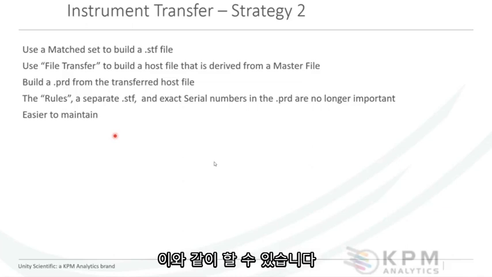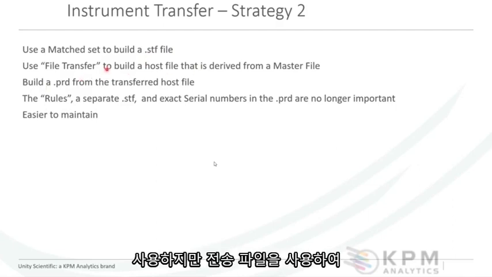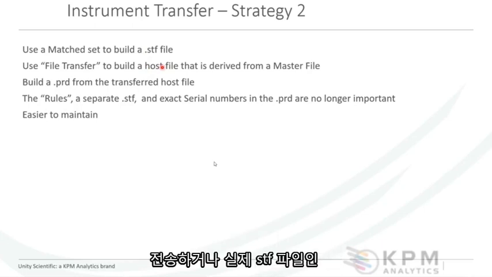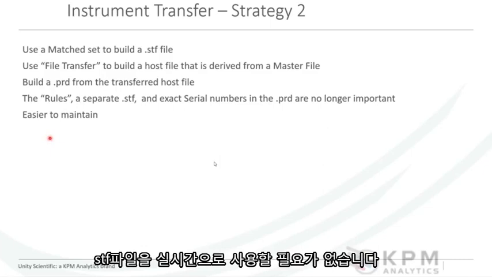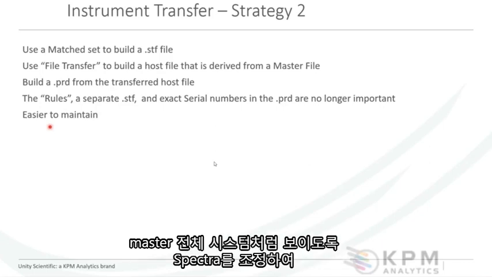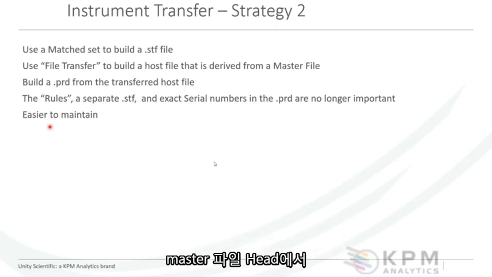Strategy 2 is that you can do the same thing, use the match set, do an STF file, but we can use file transfer to transfer the calibration so that it looks like the master instrument. So we're moving the actual SVF file, the spectra, to look like the master file. So now when we make a PRD, it's directly looking like the master. We don't need to use the STF file in real time to always adjust our spectra to look like the master file. So in instrument strategy 2, we've moved our entire system and the spectra over to the master file.